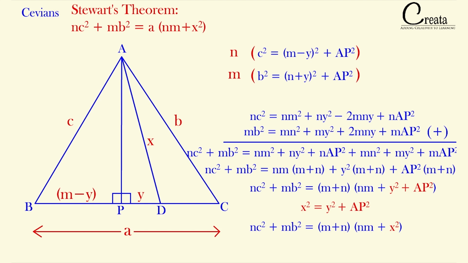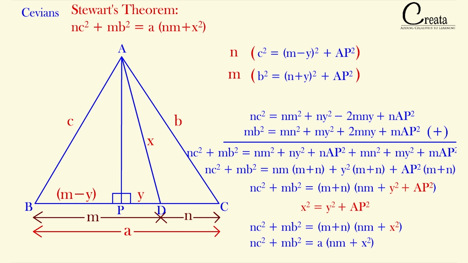Here, if you observe, m plus n is this complete length BC that we have denoted as a. So, can we replace m plus n with a? We got n times AC square plus m times AB square is equal to a times (mn plus x square). This is the proof of Stewart's theorem.